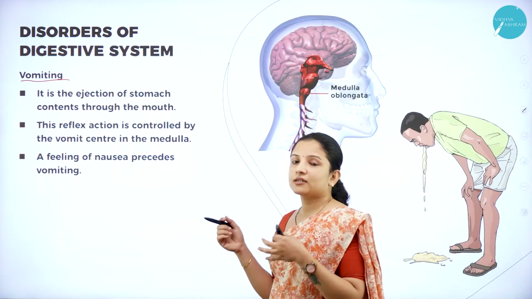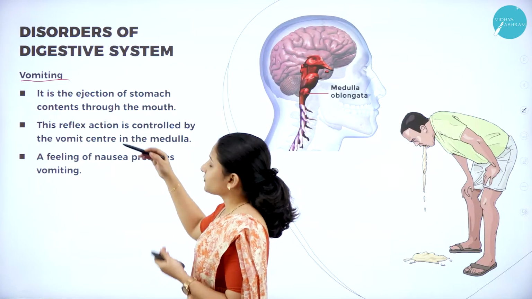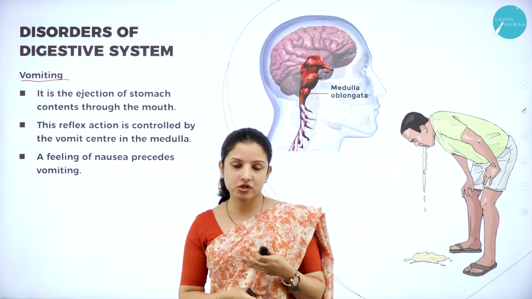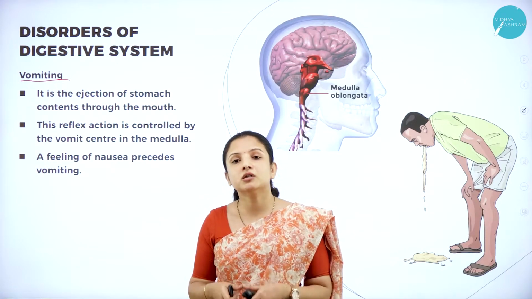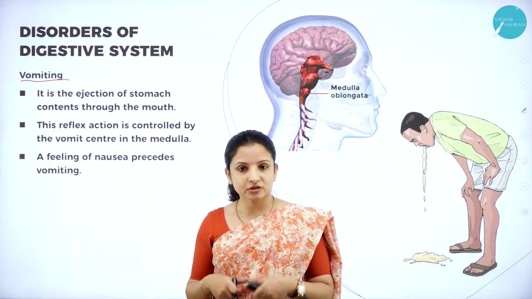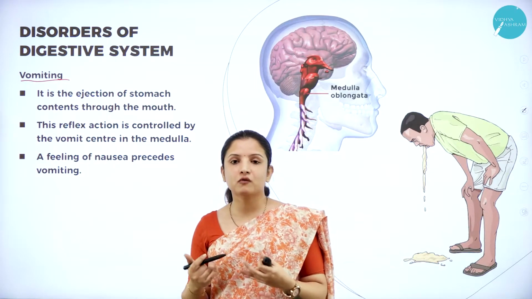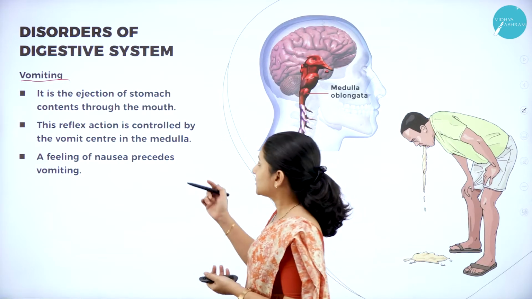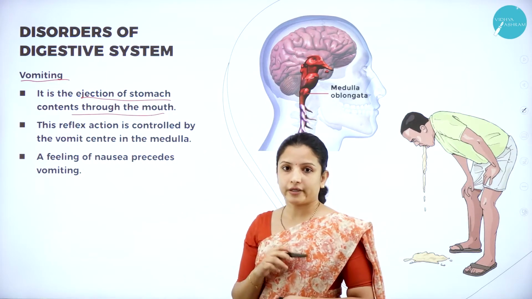So vomiting is nothing but the egestion or throwing out of the contents that are present in the stomach because of some undigestion related issues. Whatever food will not reach the small intestine from the stomach itself, because of overeating or because of undigestion, what happens? It will be put out through the mouth. So the egestion of stomach contents through the mouth is nothing but what is called vomiting.